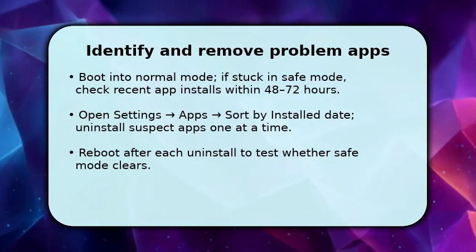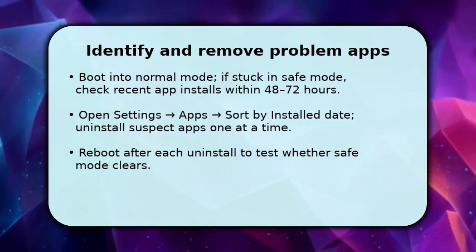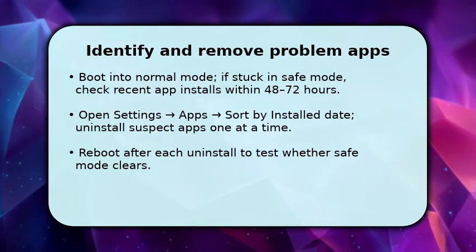If the device shows safe mode text, press and hold volume down during startup to toggle safe mode off. This sequence works because safe mode disables third-party apps, so you can isolate software issues. Once you're out of the basic restart, focus on the why. Third-party apps commonly force safe mode to persist.